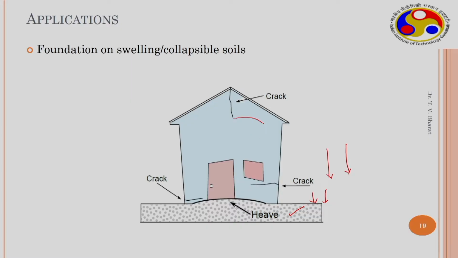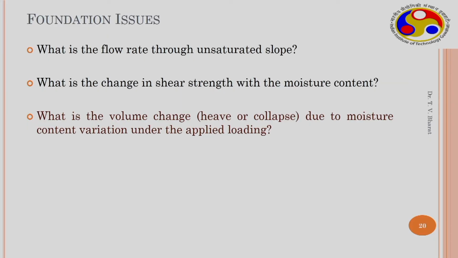The whole structure may sink into the ground, or the entire structure will be uplifted, or there may be cracks appearing, or this whole thing will fail in shear. All these problems are due to the change in the moisture content of the foundation soil due to seasonal effects, which causes change in the shear strength and volume change. So in addressing such issues, we need to address another issue, that is what is the volume change, either heave or collapse, that may take place due to moisture content variation under the applied loading, apart from these two questions which we addressed for slope stability.